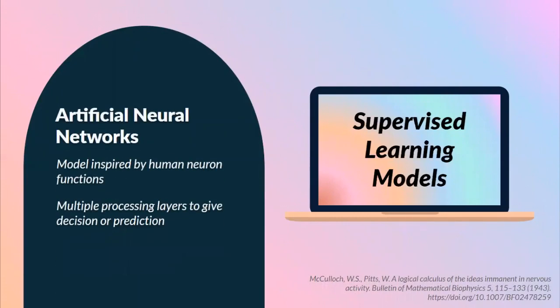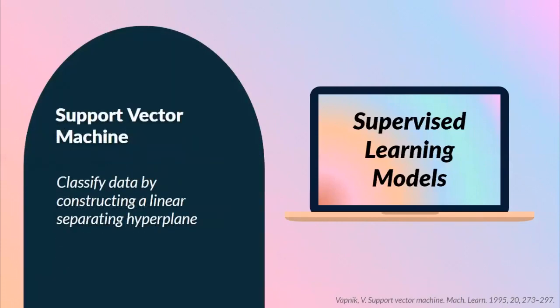Next, artificial neural networks. This model is inspired by human neuron function. It has multiple processing layers, for example, input layer, hidden layer, and output layer, to give the decision or prediction. Next is support vector machine. This model classifies the data by constructing a linear separating hyperplane.